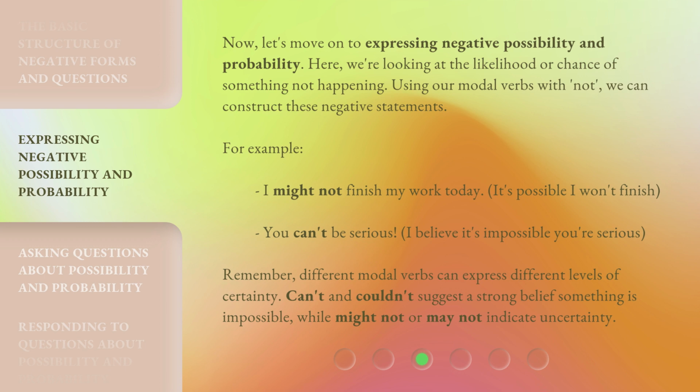Remember, different modal verbs can express different levels of certainty. Can't and couldn't suggest a strong belief something is impossible, while might not or may not indicate uncertainty.